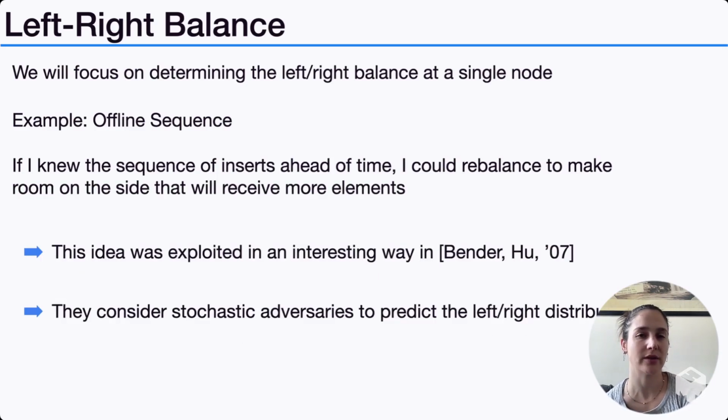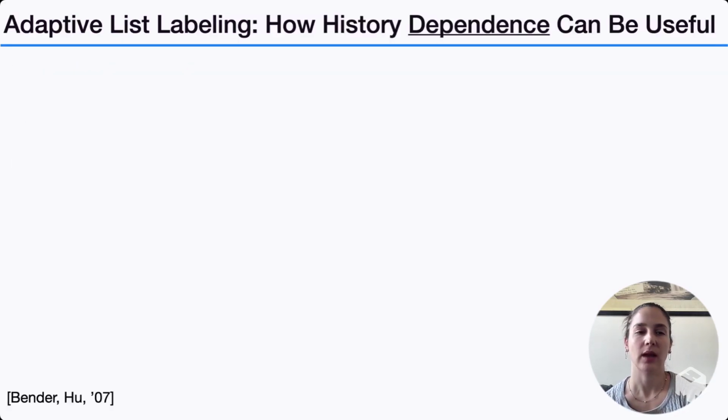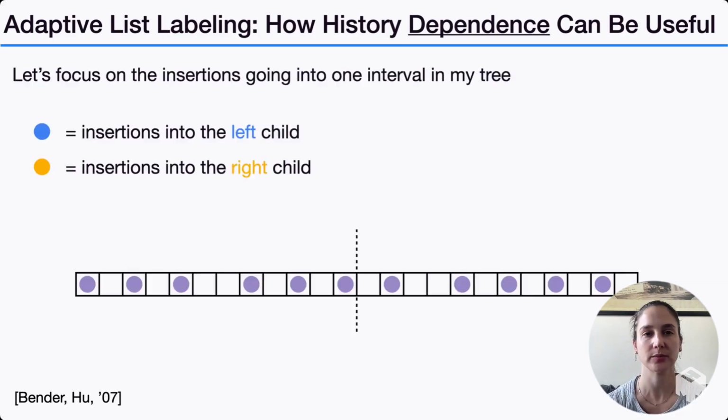This idea was exploited in an interesting way in a paper by Bender et al. in 2007. Obviously we don't get to know the sequence ahead of time, but they consider certain stochastic adversaries on which they are able to predict the left-right distribution of future inserts correctly by looking at the history. And then they leverage that in order to achieve lower cost on such workloads. That idea is kind of the main inspiration behind the algorithmic tools that we use in our work. So I'm going to go over their paper in a little bit more detail first.